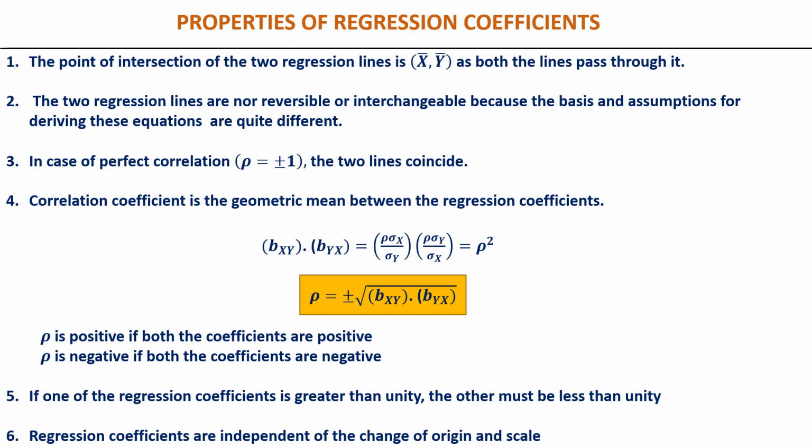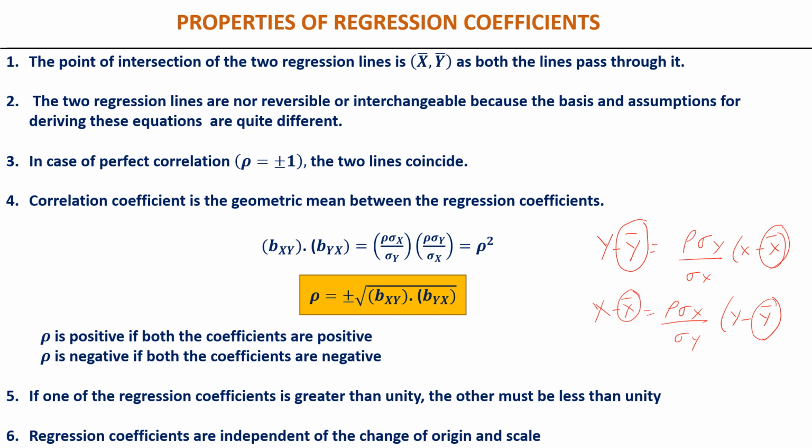You have seen in the previous slide that the two lines are of the form y minus y bar equal to rho times sigma y by sigma x into x minus x bar, and the other is x minus x bar equal to rho times sigma x by sigma y into y minus y bar. So you note here that the two lines will pass through the point x bar, y bar. That means we can declare that x bar comma y bar is the point of intersection of the two lines. So the regression line of y on x passes through x bar, y bar.